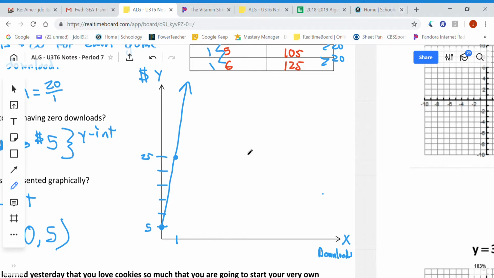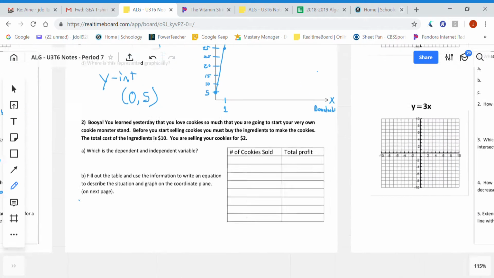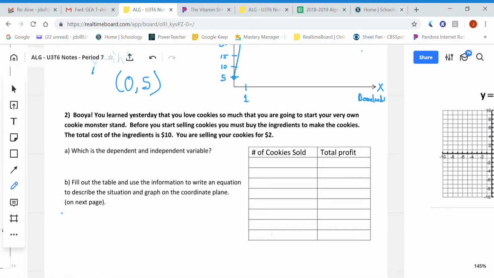Notice I did not make the next tick mark 25. If I make that first tick mark 5, I have to make every tick mark 5, 10, 15, 20, 25. So think and be smart about what you make the tick marks on your graph. Okay, let's look at another example here.